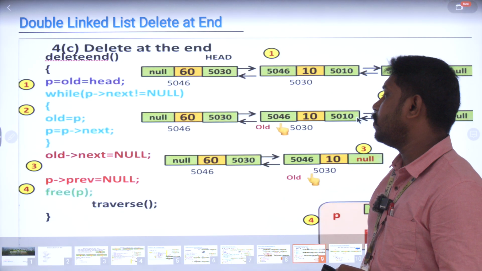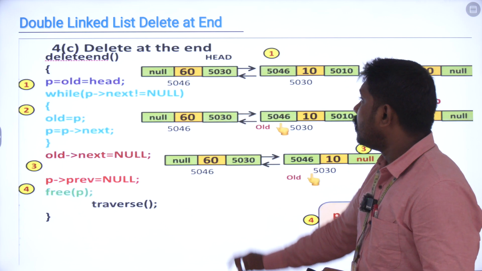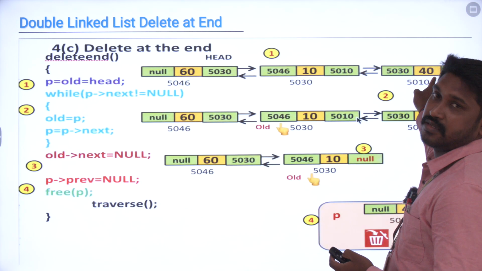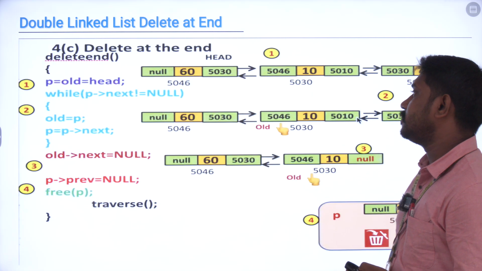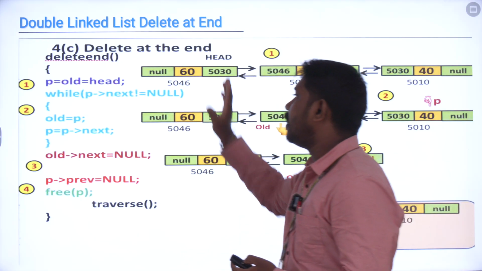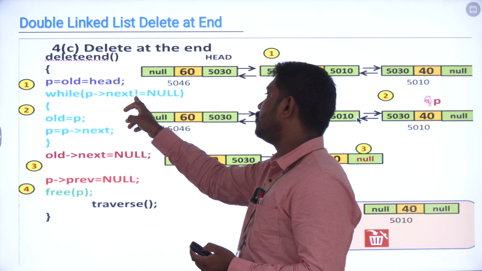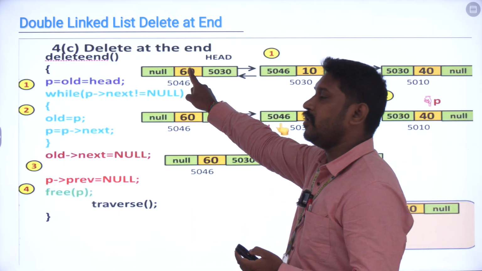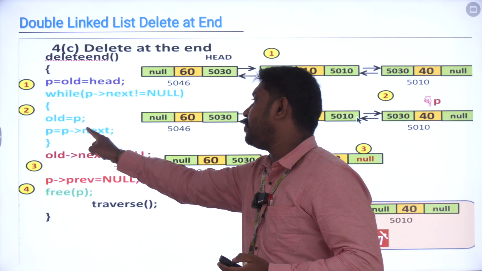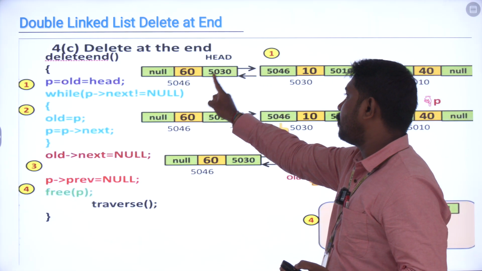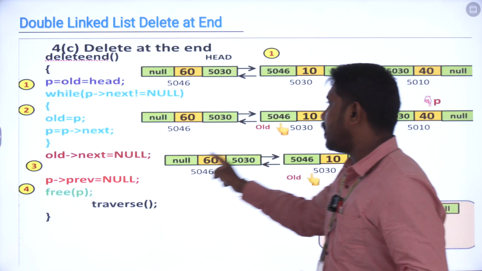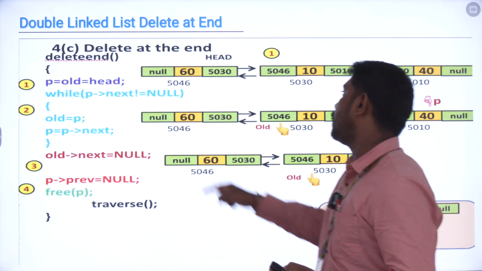First I am going to check the P and move it towards the last node. How are we going to check? P is assigned as the head. Then while P of next is not equal to null: this is the P node, P of next is not equal to null, condition true. Then I am going to move P is equal to P of next. This condition became true, so the P pointer will be moved to the next node, that is P is equal to P of next. Here I again check P of next is not equal to null, condition true.